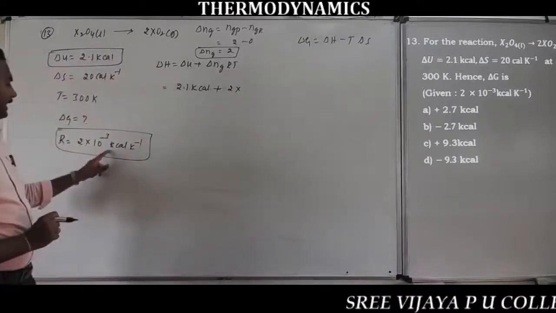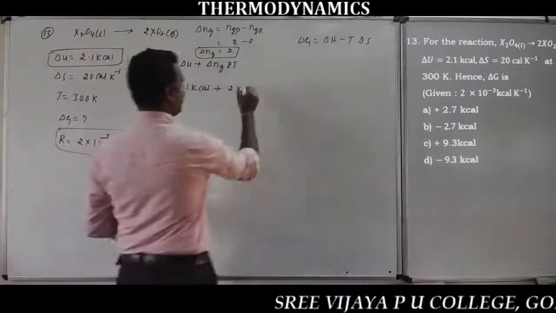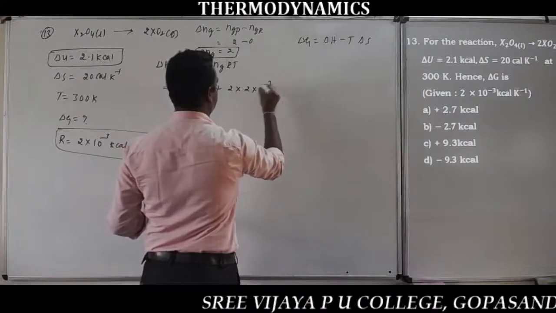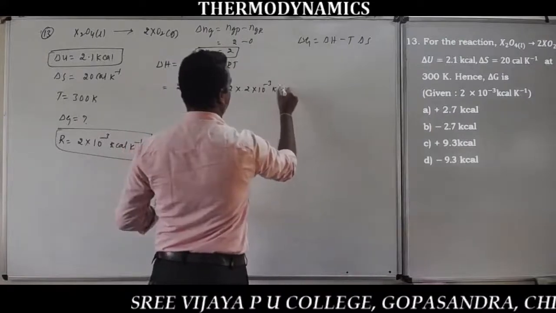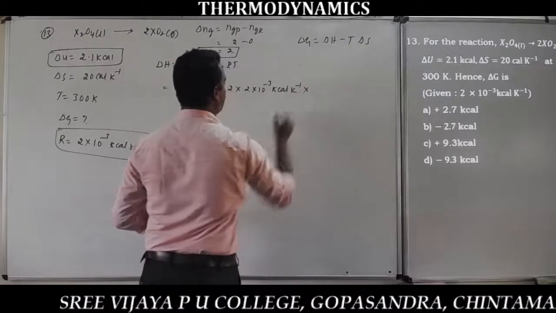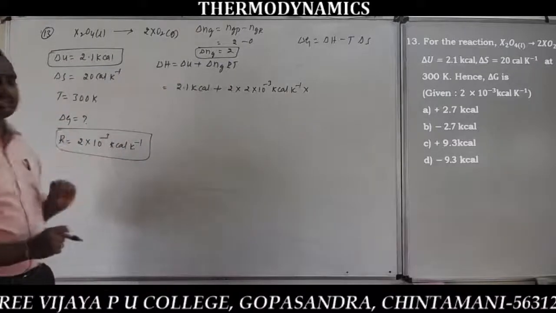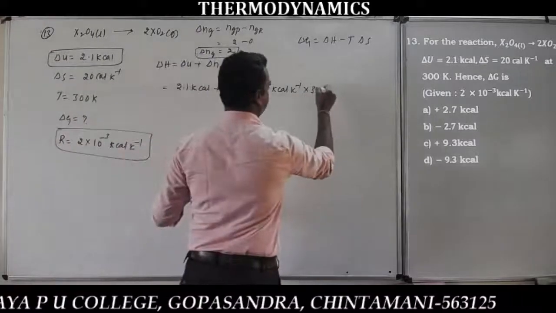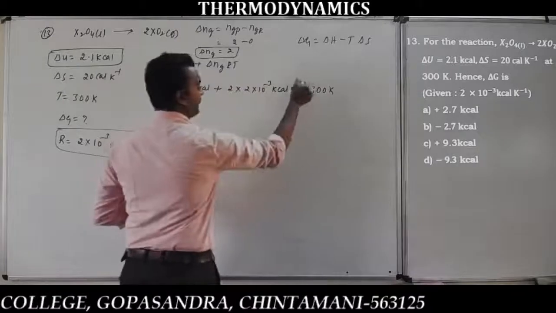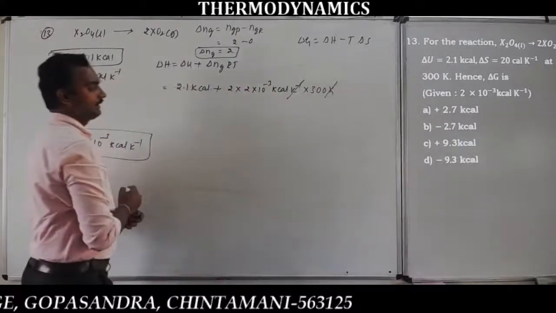What R value has been given? Calories are given, that is 2 into 10 power minus 3 kilocalorie per Kelvin, and into temperature. Temperature is given, that is 300 Kelvin. So observe, Kelvin per Kelvin cancels.